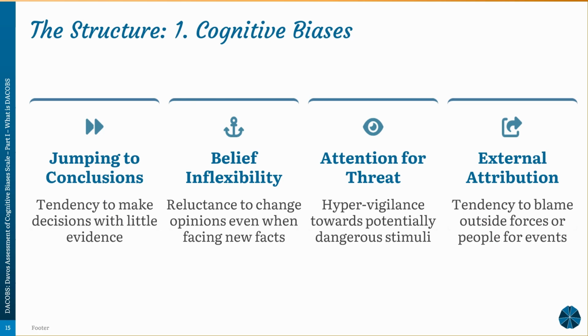First, jumping to conclusions. This is the tendency to make big decisions based on tiny scraps of evidence. Second, belief inflexibility. This is the stubbornness factor, a reluctance to update your opinion even when the facts change. Third, attention for threat. This is living with a radar that only pings for danger, ignoring safety. And fourth, external attribution. This is the tendency to consistently blame outside forces or other people when things go wrong, rather than looking inward.